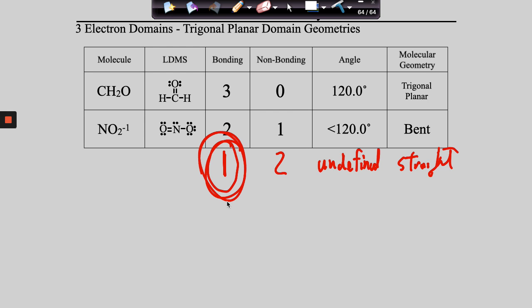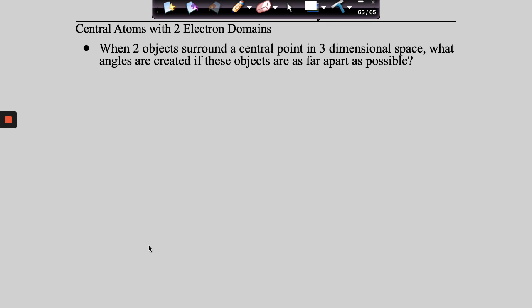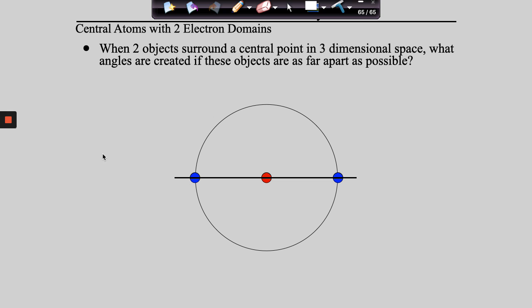It doesn't matter what the domain geometry is. All right, so one more to look at, and this is 2 electron domains. Here we go. Same game, central point, 2 points in space, separated as much as we can. Draw the line. What's the angle? Well, guys, that's 180 degrees, isn't it?